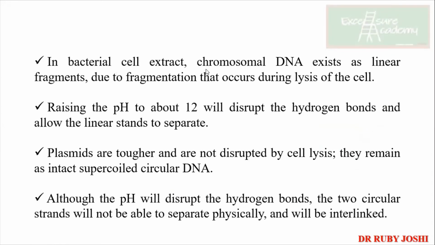So in bacterial cell extract, chromosomal DNA exists as linear fragments due to fragmentation which occurs during the lysis of the cell. Okay. So raising the pH to about 12 will disrupt the hydrogen bonds and allow the linear strands to separate. Plasmids are tougher, so they are not disrupted by the cell lysis and they will remain intact as supercoiled circular DNA, as I showed below. Like this, okay. So what you purify is this.